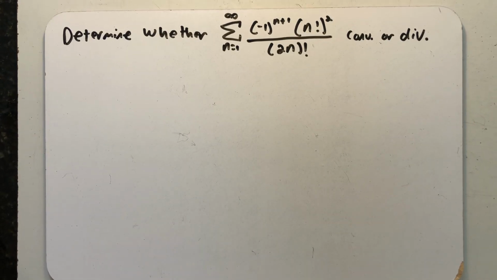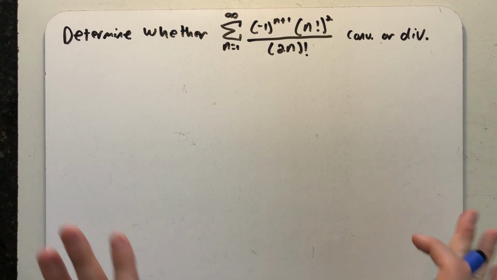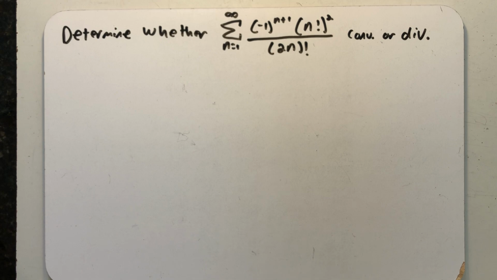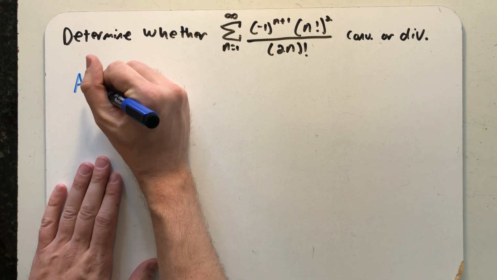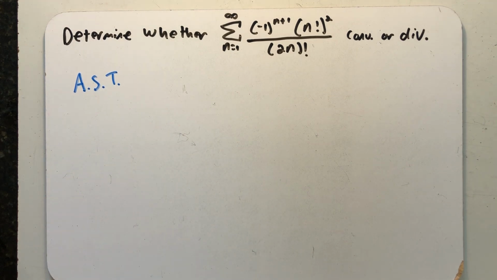We've been asked to determine whether this series converges or diverges. And again, this was a set of problems we were working on in class where we assigned tests to problems and we were only allowed to use each test once. And this one ended up being the one we chose to use the alternating series test for.